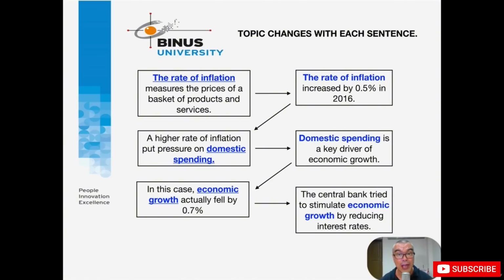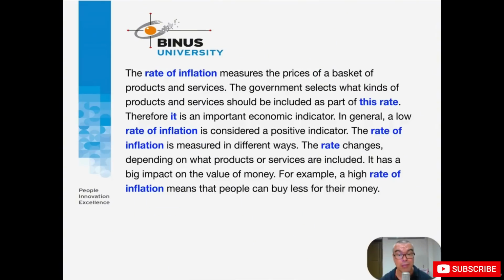Let's look at another way of managing information flow. So once again, I'll show you this paragraph and I'll read it out to you. Again, we're staying with the topic of economics. I hope you like economics. It's all fun. The rate of inflation measures the prices of a basket of products and services. The government selects what kinds of products and services should be included as part of this rate. Therefore, it is an important economic indicator. In general, a low rate of inflation is considered a positive indicator.